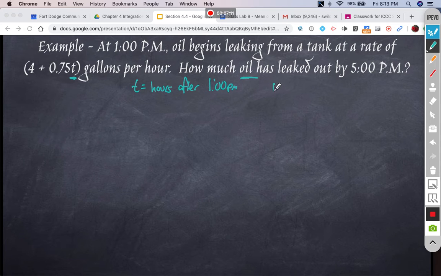This is going to be my net change. What's the change in the oil? How much has leaked out? This is the rate of change, so this is my F prime of t. So I really want the integral. If 1 o'clock is 0, then 5 o'clock is going to be time 4. So the integral from 0 to 4 of 4 plus 0.75 t dt.